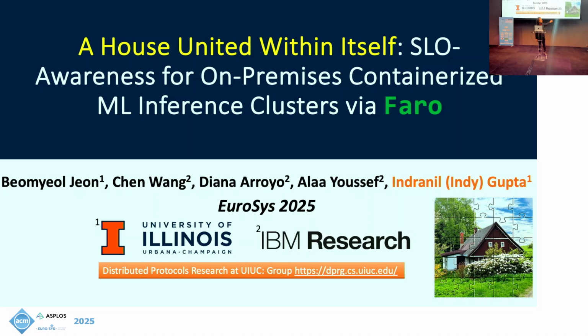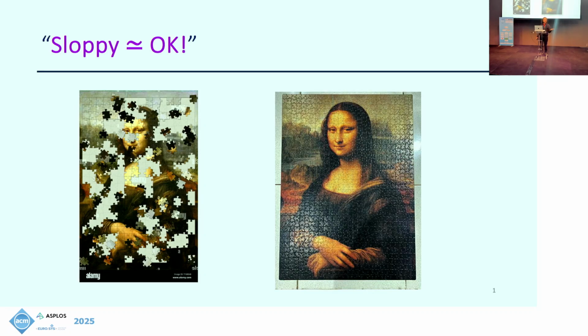On the bottom right, you see a puzzle of a house put together. Here is one more puzzle, incomplete. Can anyone guess what this puzzle is? Mona Lisa. It's fairly straightforward, right? It's not a complete puzzle. It's kind of sloppy, but it's okay. We can guess what it is. And that's kind of the theme underlying many of our techniques, as I'll describe over the next few slides. So this is a one-slide takeaway for everyone.